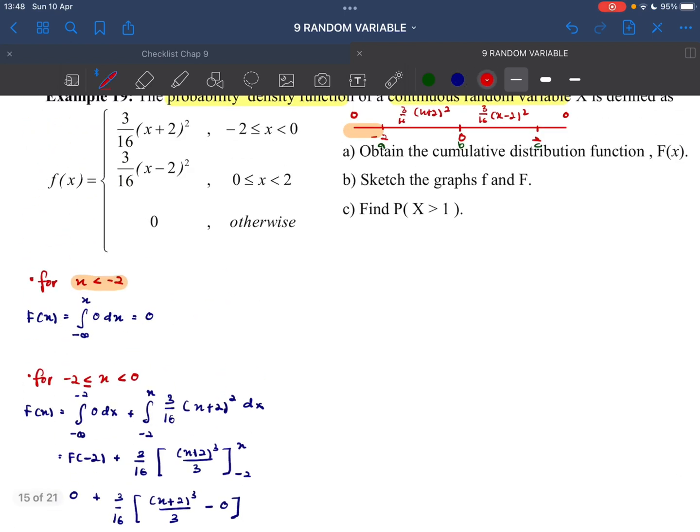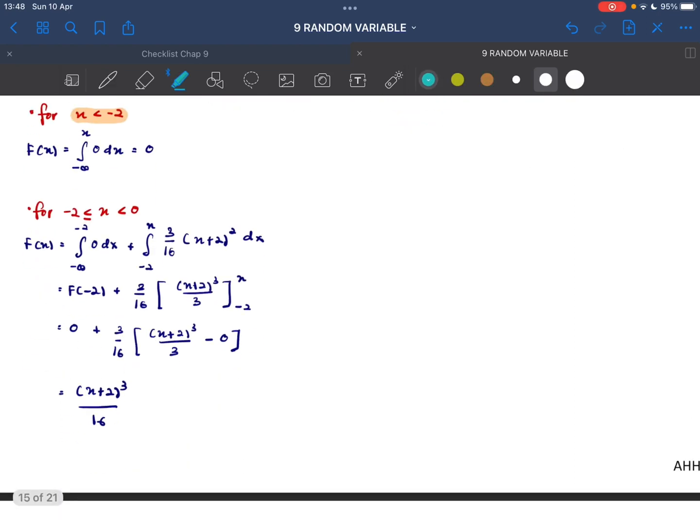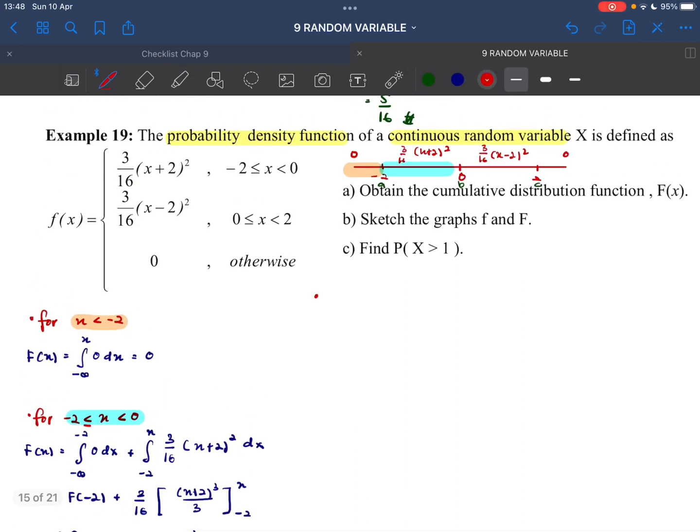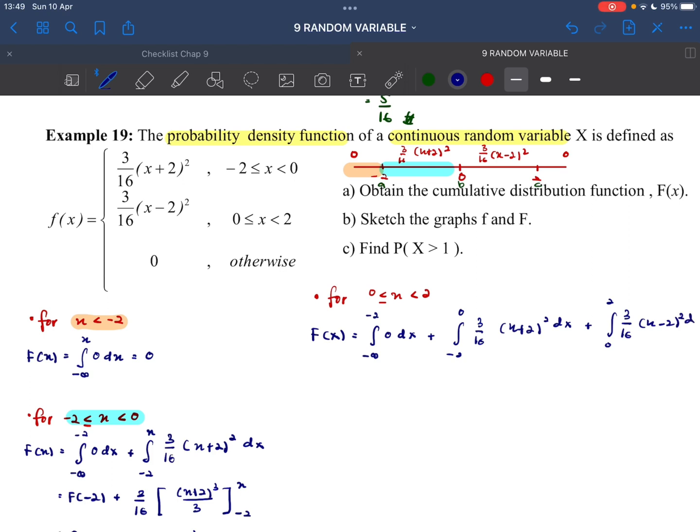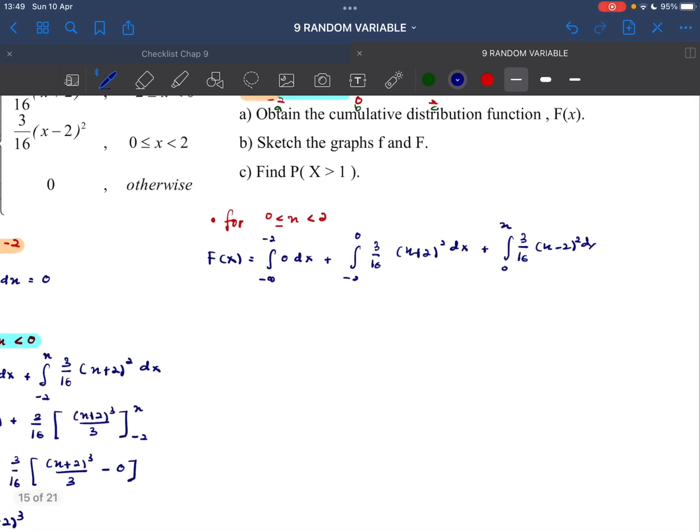Now let's continue to the next range. So we know this is the same as this one here. So the next range is for x between 0 and 2. We have our F(x), start from negative infinity to negative 2, function 0, plus negative 2 to 0, function 3 over 16 (x plus 2) squared dx, plus 0 to 2, function 3 over 16 (x minus 2) squared dx. But remember, the last limit has to be x. Because if you put negative 2, you'll get a constant, a value. We don't want a value, we want a function. So you have to replace your last limit with x. So both of these, the first two integrals, is the same as F(2).